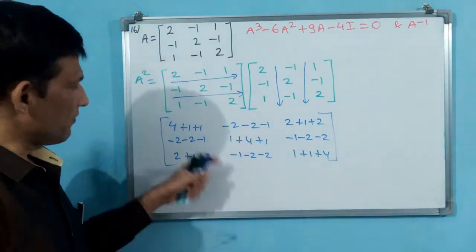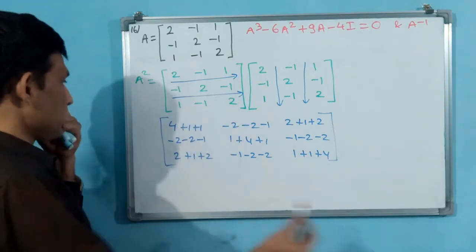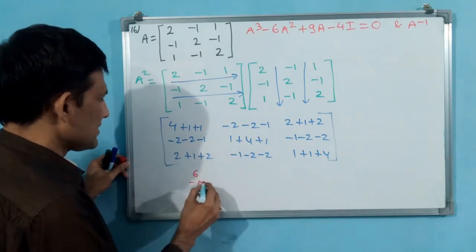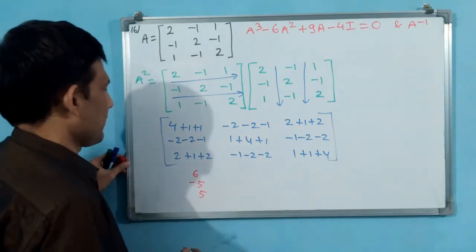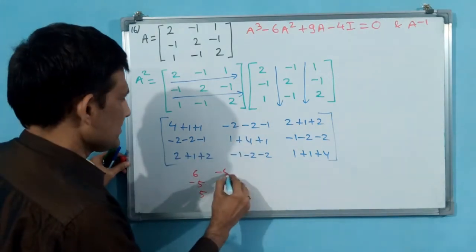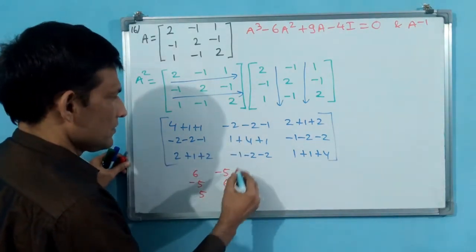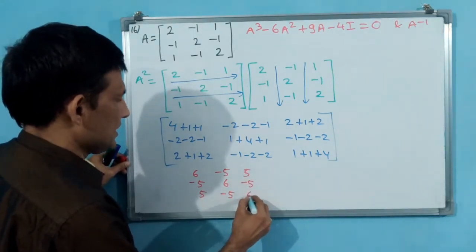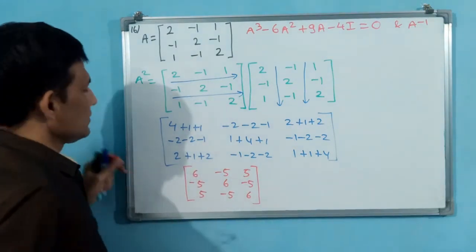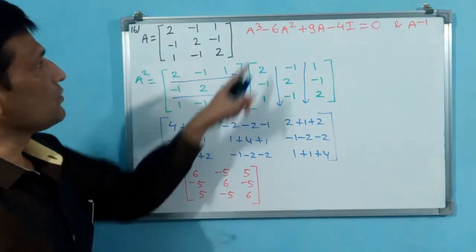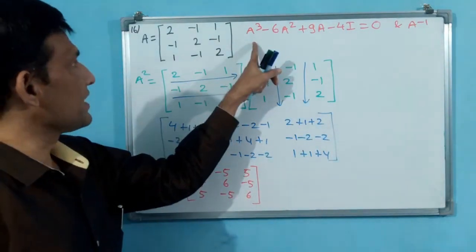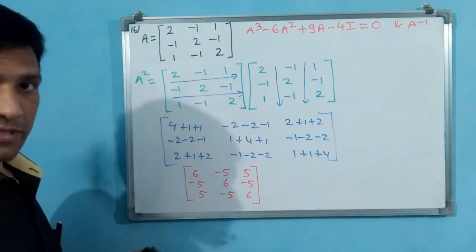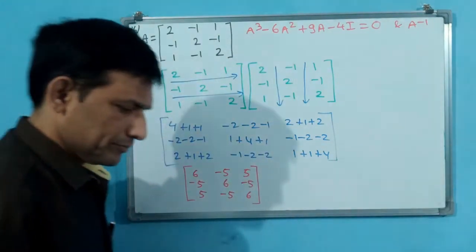We will find this final and write it here. 4 plus 1 plus 1, 6, minus 5, 5. Minus 5, 6, minus 5. 5, minus 5, 6. See, this will be your A square. What I am going to do, this equation I will write here and A square I will write here. A square, A cube we have to write. Then we will do it. Note down this one and I am going to rub this.